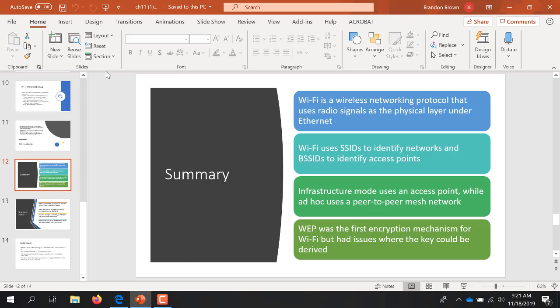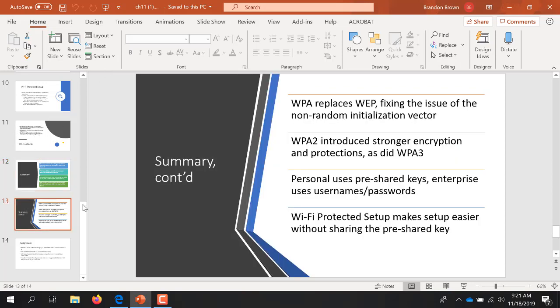WPA has been out for just a little bit over a year now, maybe two. And it is in really, really good shape. They have found some flaws with it, but they've corrected those very quickly. All right, here we go. WPA replaces WEP. WPA2 replaces WPA. WPA3 replaces WPA2. WPA2 and 3 have stronger encryption and protections for authentication.